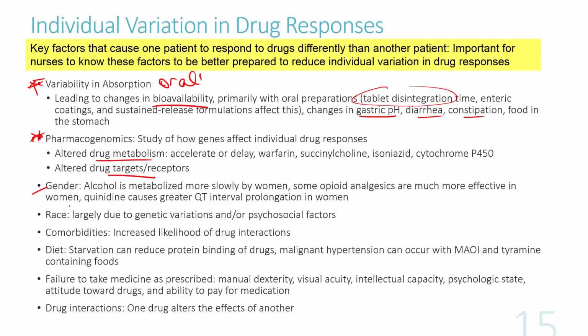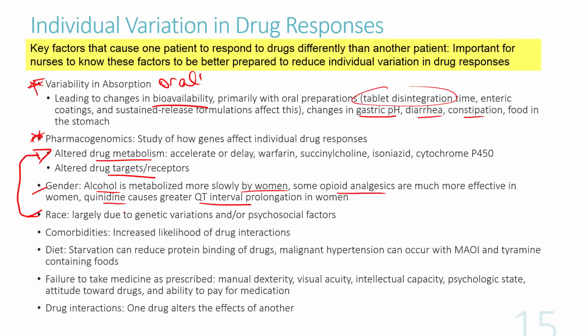Gender also has a role to play. So alcohol is metabolized more slowly by women. Some analgesics are more effective in women, and then quinidine causes greater QT prolongation in women, right? So again, the differences between men and women. Race, ethnic origin, really it gets linked back to pharmacogenetics.